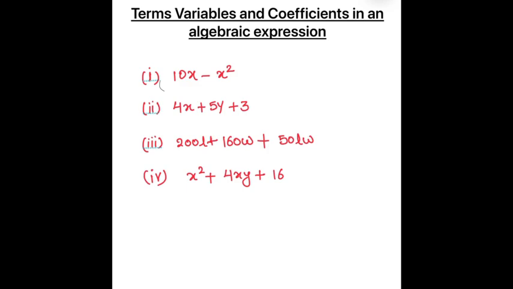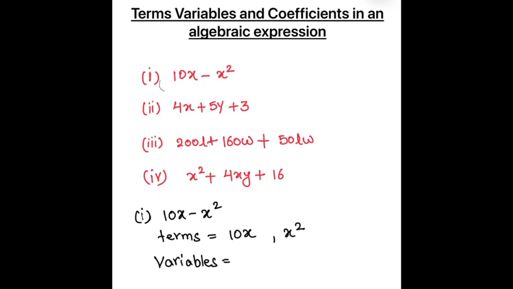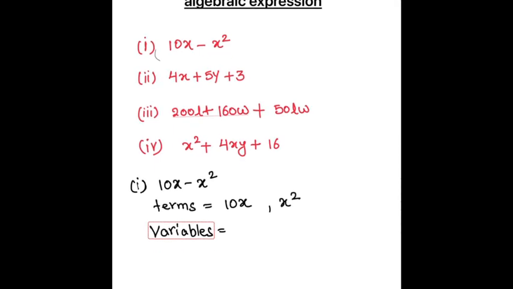So in the first expression, 10x minus x square, the terms will be 10x and x square. These are the two terms in the expression. Next is variables. A variable is a letter or a symbol that represents an unknown quantity and can change in value. So the variable in the first expression is x. So x is the variable.